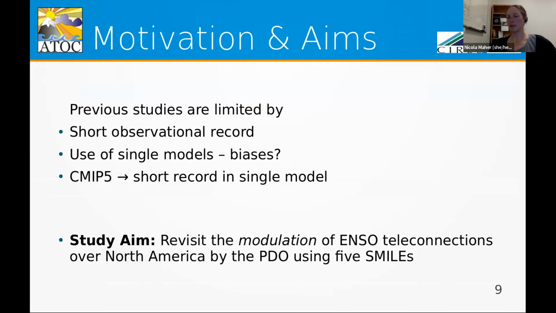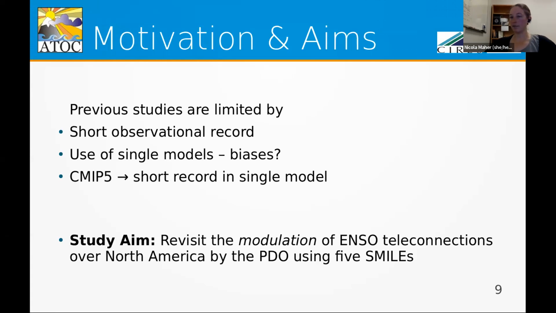Okay, but all of these previous studies have either used observations or single models. There are some problems with this, because the observational record is really short and we have very limited observations of different phases of the PDO. Using single models can be difficult to interpret because different models have different biases, and it's difficult to say how they relate to the real world. And when we look at CMIP, which has lots of different models, they often only use one realization. Again, this is a really short record that doesn't necessarily characterize that decadal variability well.